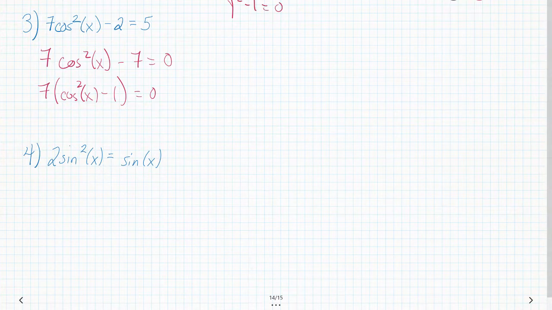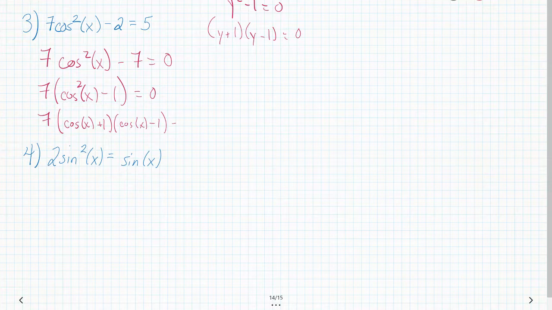Okay, so how do we factor that? Well, that's y plus 1, y minus 1 equals 0. Okay, so that means we have cosine of x plus 1 equals 0, and cosine of x minus 1 equals 0, that we're going to set each factor equal to 0. So erasing that piece. If you prefer the substitutions, please let me know. I'm happy to go through those.